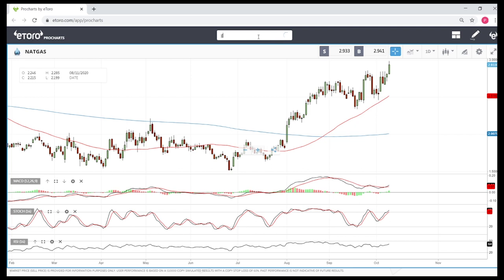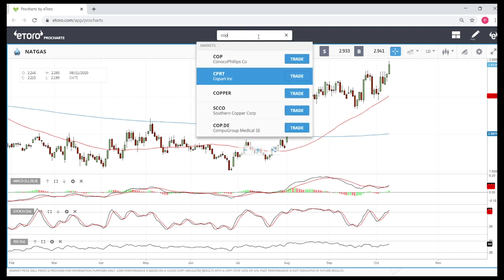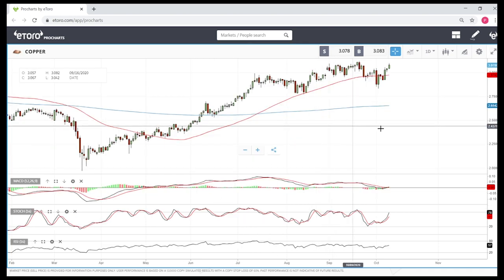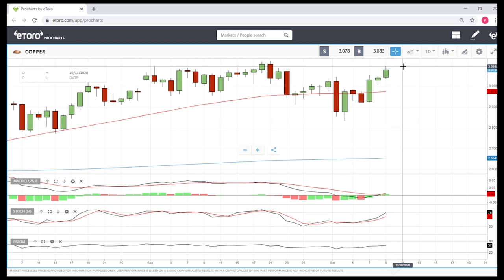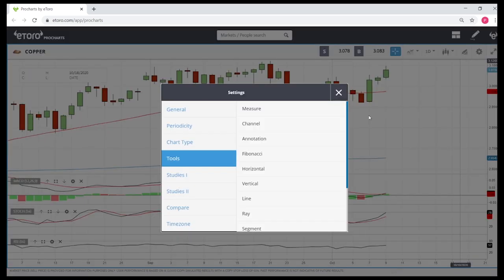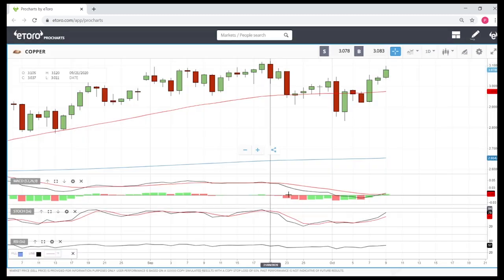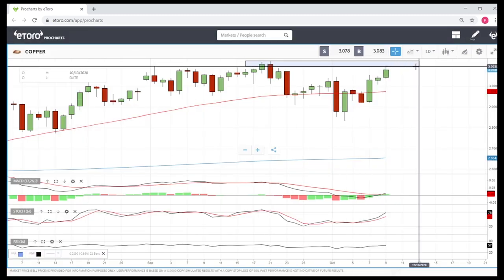So look at the copper. Copper has rallied from its lows of 2.83, and it went all the way to the top here and fell back. So we have significant resistance in this area here.